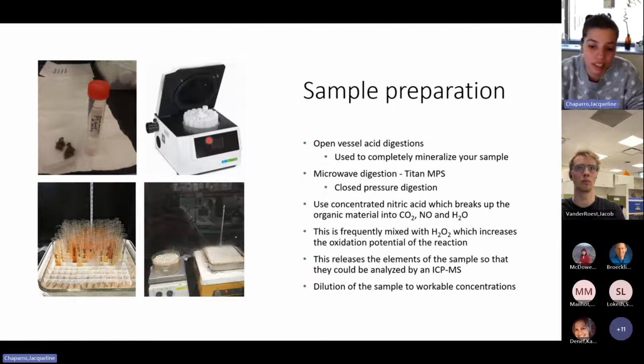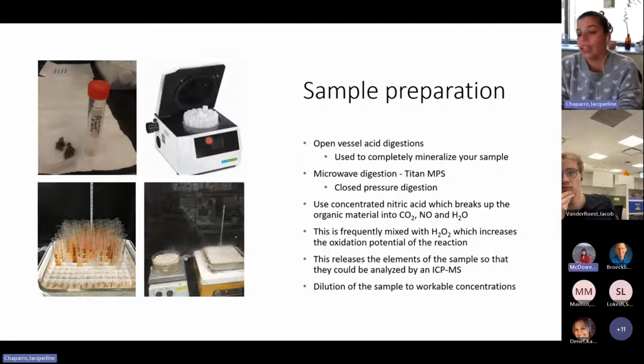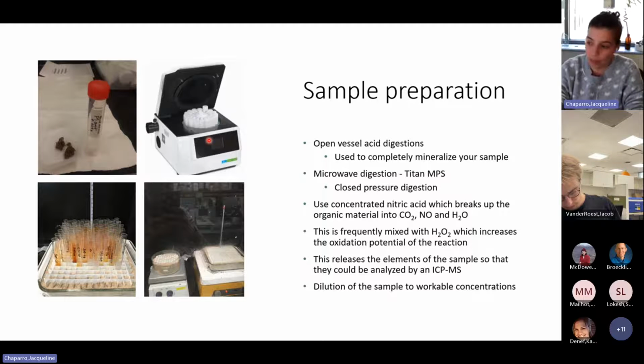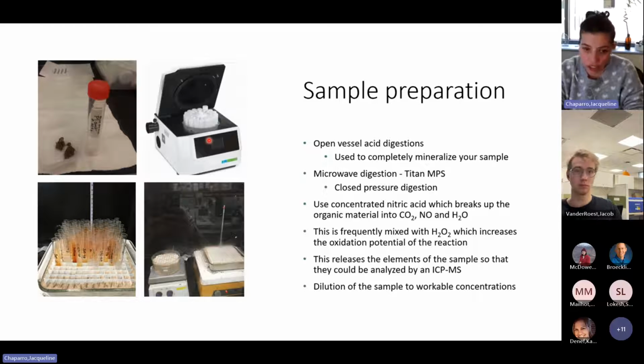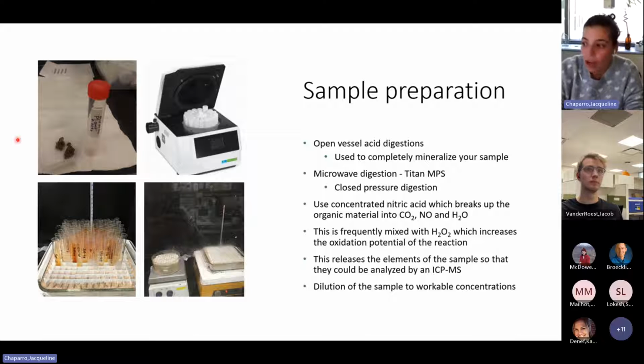I like to think of it as essentially what the acid in our stomach does when breaking down food in our digestive system. Sometimes this is mixed with hydrogen peroxide because it increases the oxidation potential of the reaction and helps break everything down. This releases the elements of the sample so that they can be analyzed by ICP-MS. And then you would dilute the samples to workable concentrations based on the limits of the ICP-MS.